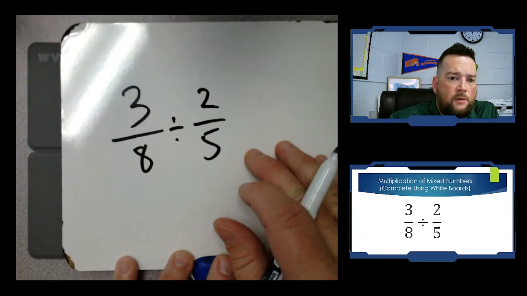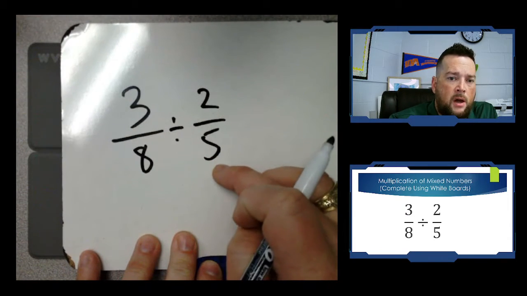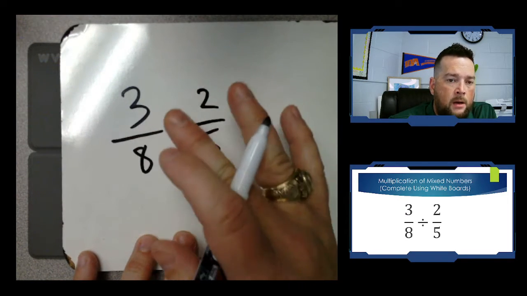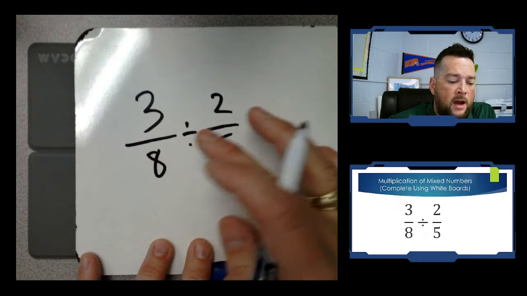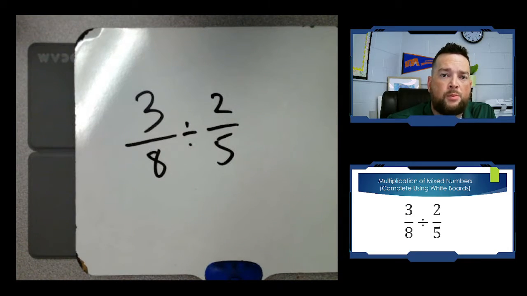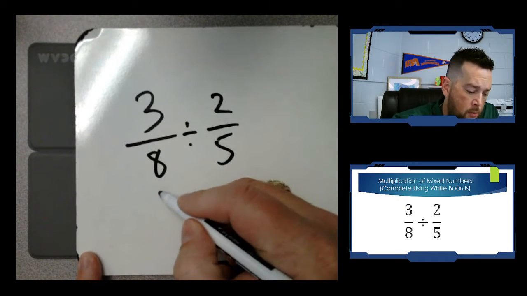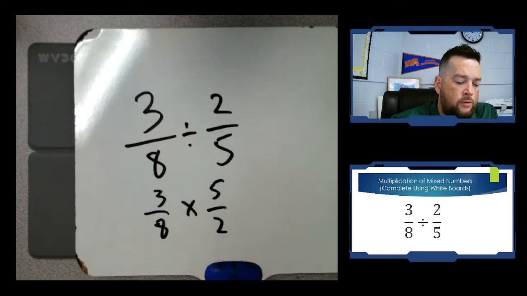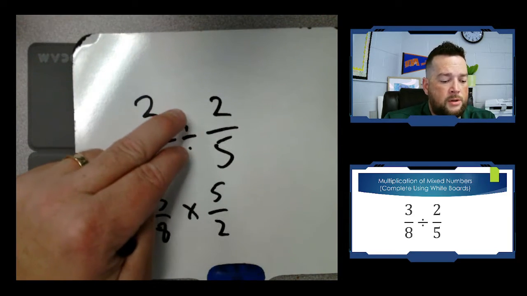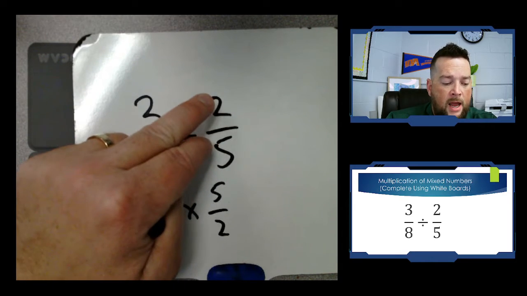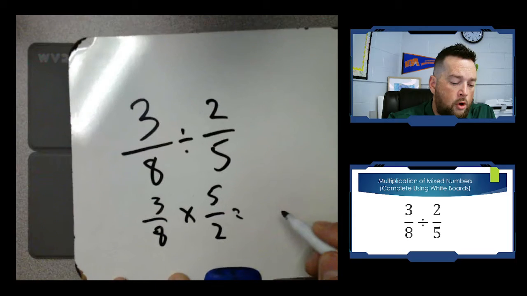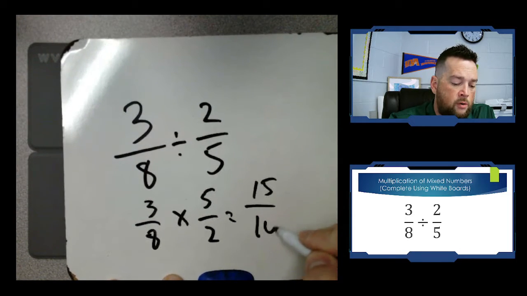All right, we've got 3/8 divided by 2/5. I see a division by a fraction, and the other one is a fraction too, so I don't need to make a whole number into a fraction. I've got a fraction divided by a fraction. I want to make this problem a little more friendly, so I'm going to do 3/8 times 5/2. Change the division to multiplication, and then get the reciprocal of 2/5, which is 5/2. Multiply straight across, which is 15/16.